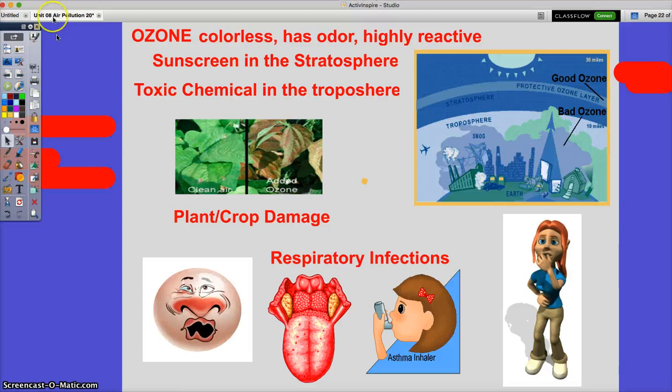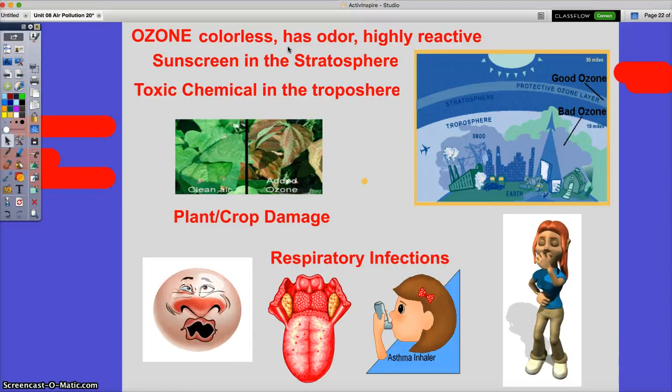So like every compound, remember I kind of start with what it looks like. Can you taste it? Ozone actually has smell, okay? So it's colorless, so you really can't see it, but you could kind of smell it. Well, you could smell it a lot. Like what other compound has smell? Sulfur. Sulfur, good.